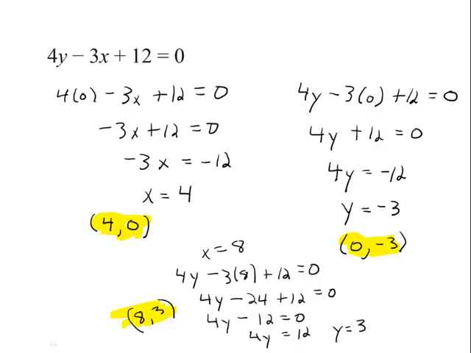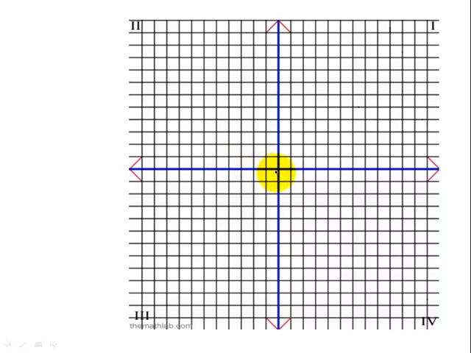So now all we have to do is plot these points. So the x-intercept was a positive 4, so we go to the x-axis. 1, 2, 3, 4, and we put a dot. We go to the y-axis, and we go down to negative 3: negative 1, negative 2, negative 3. And then for our third point, when x was 8, y was 3. So we go x, 1, 2, 3, 4, 5, 6, 7, 8, up 1, 2, 3.